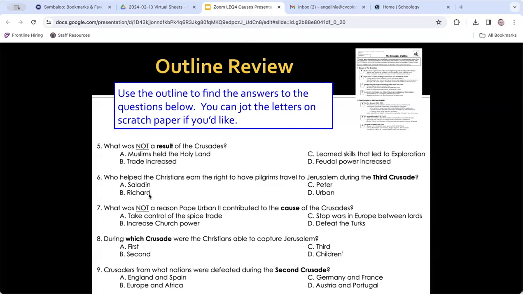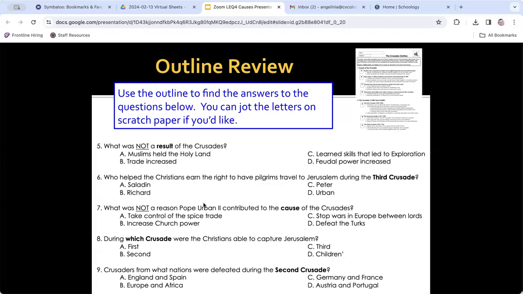Okay. He's the one who wins enough battles that he's able to negotiate with the Muslims so that at least Christian pilgrims can go to Jerusalem. He's not able to conquer the city, but he's able to create a little bit of a compromise.